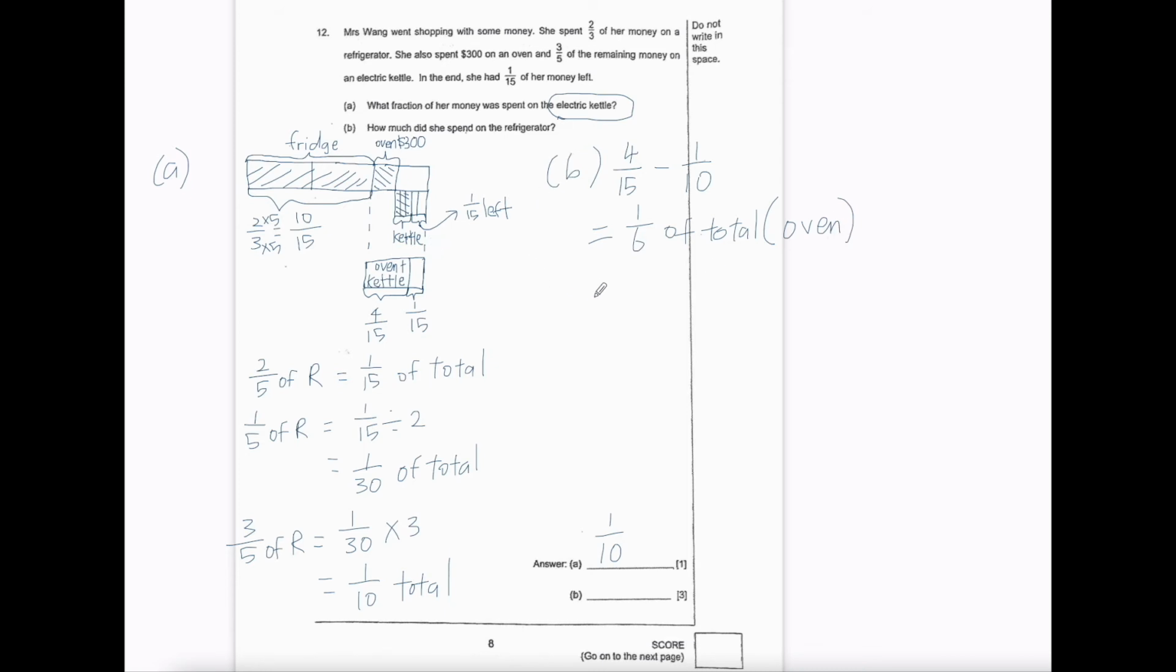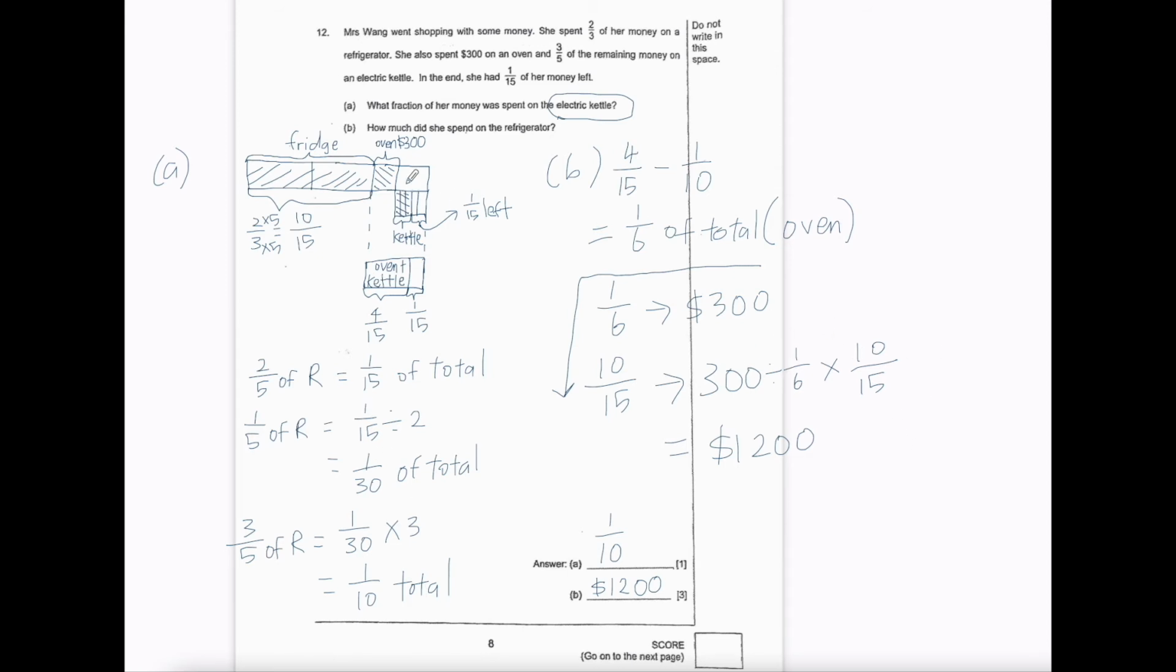How much did she spend on the fridge? If 1/6 equals $300, how much is 10/15? Let's just let the calculator do the job, because we can just take this divided by this and multiplied by this. Okay, this is paper 2, just let the calculator do the job. If it looks a bit complicated, just type it into a calculator and it will do the rest.